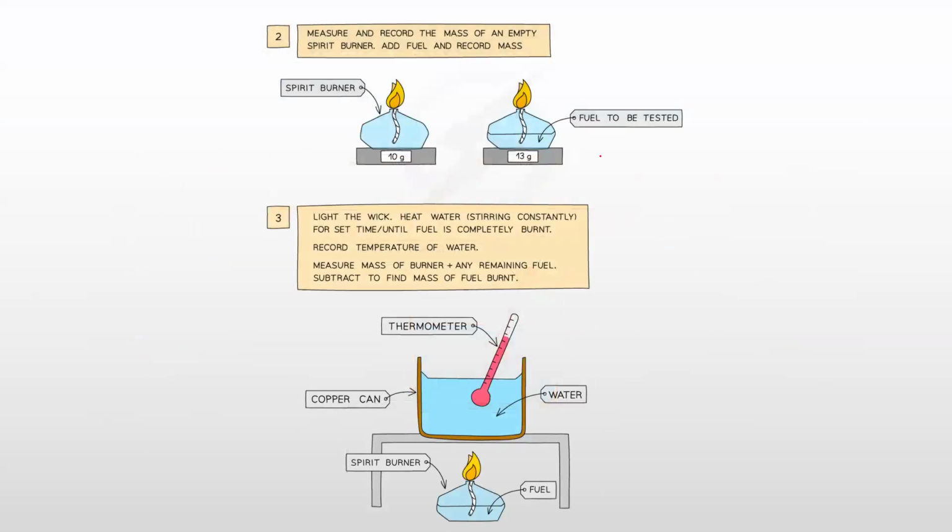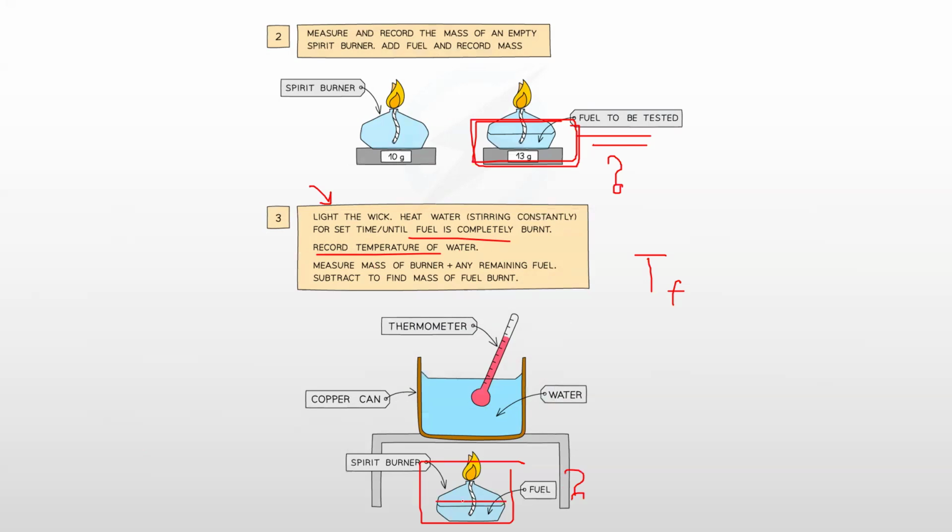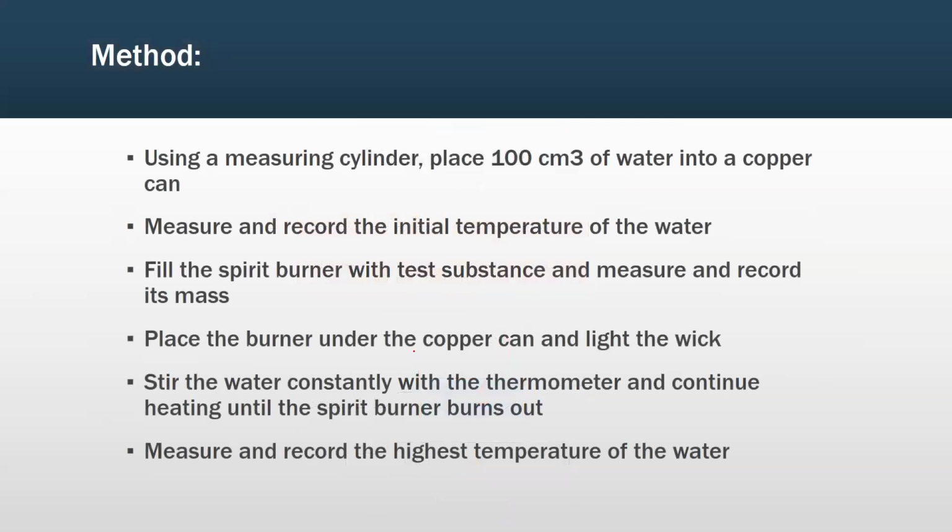Now start the spirit burner, and the fuel that you want to test, you start burning it, and light the wick, heat the water, stir constantly for a set time until the fuel is completely burned and record the temperature of the water. अब आप एक final temperature भी record कर दो. Now measure the mass of the burner कि how much fuel was used in this spirit burner to change the temperature of this particular water.